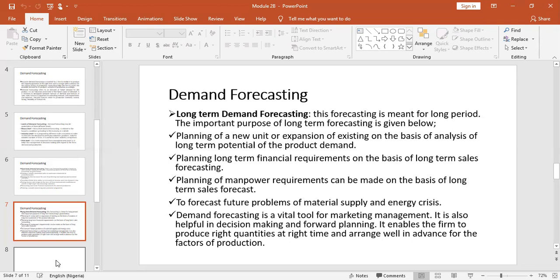Demand forecasting is a vital tool for marketing management. It is also helpful in decision making and forward planning. It enables the farm to produce the right quantities at the right time and arrange well in advance for the factors of production needed for the production.